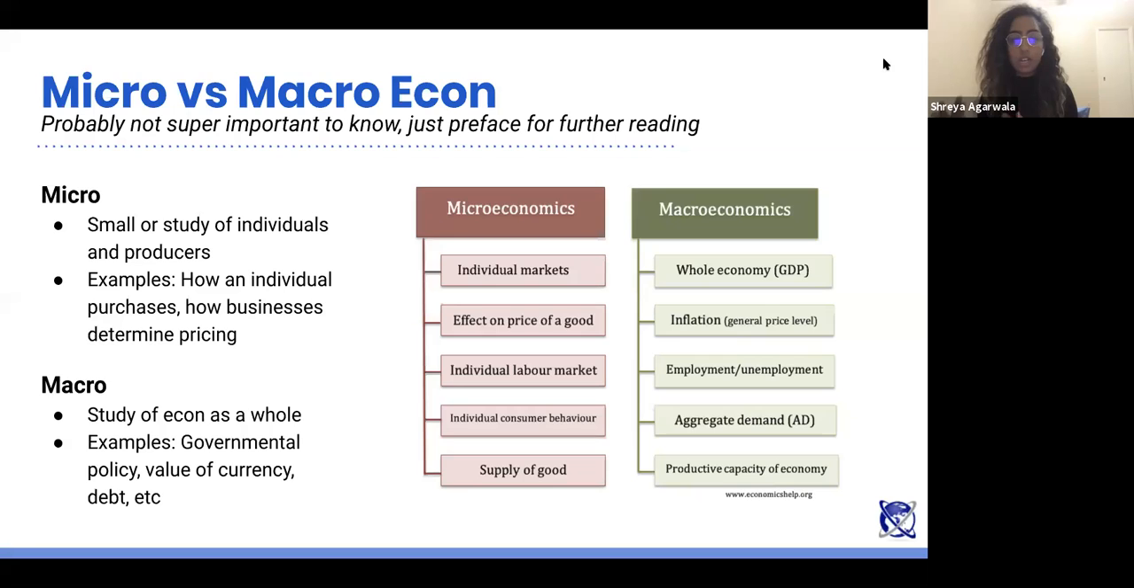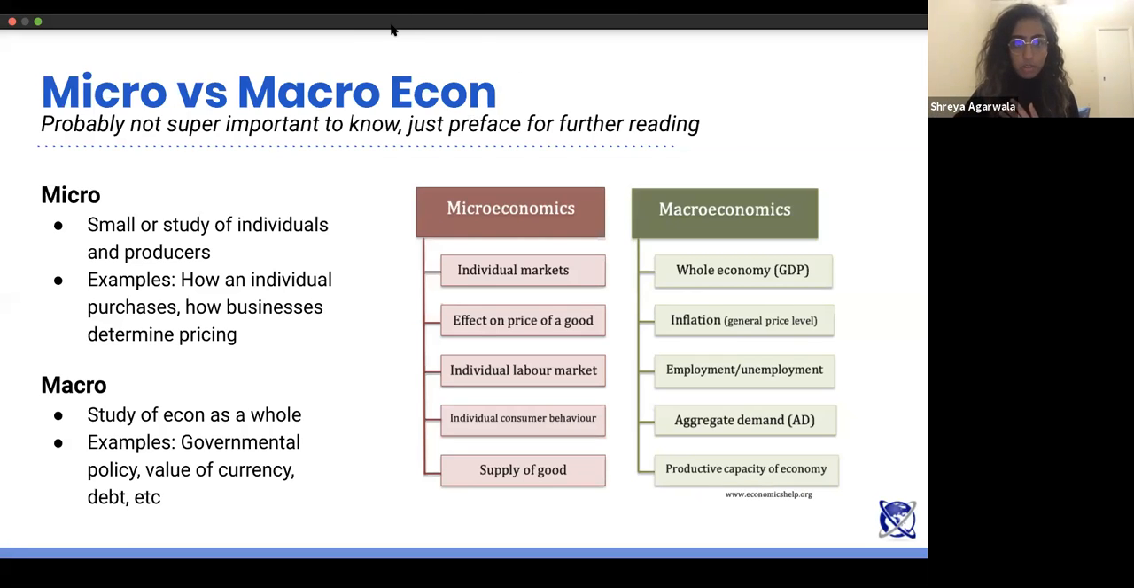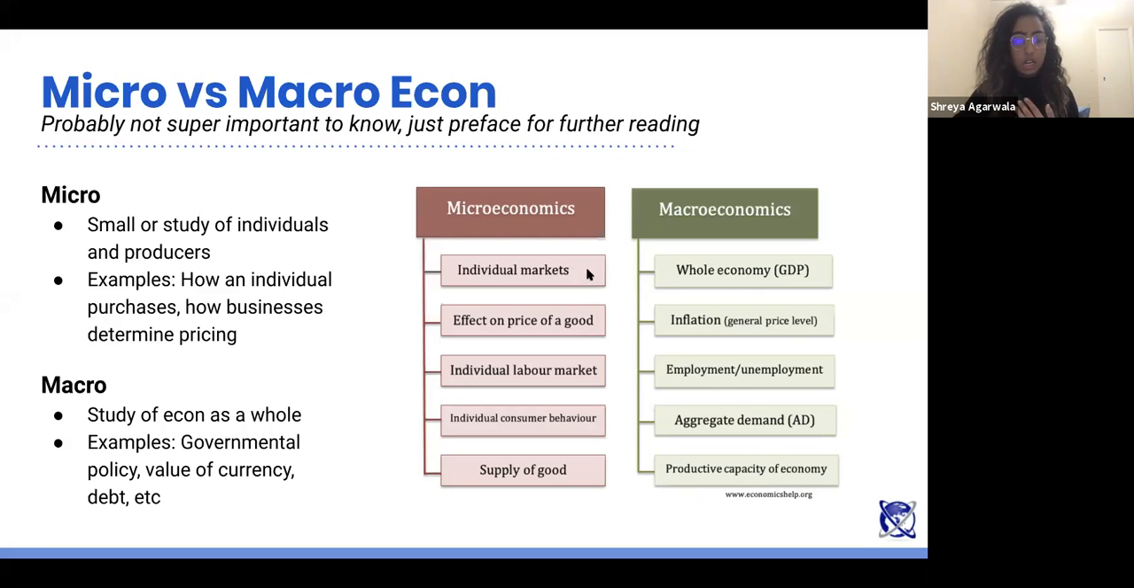Macroeconomics, on the other hand, is the study of the economy as a whole. So this is going to be more about governmental policy, the value of currency, debt. So pretty much any of the bigger concepts where you're looking at the overall economy. You can see this chart that gives you all the specific examples of micro versus macro.